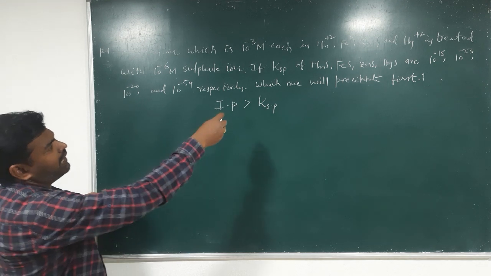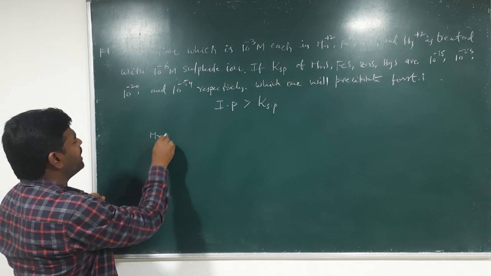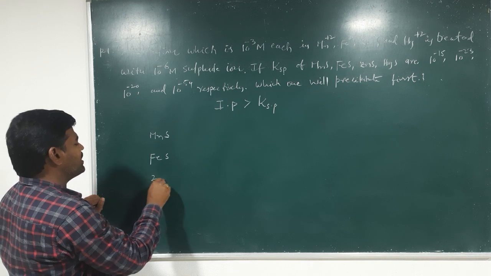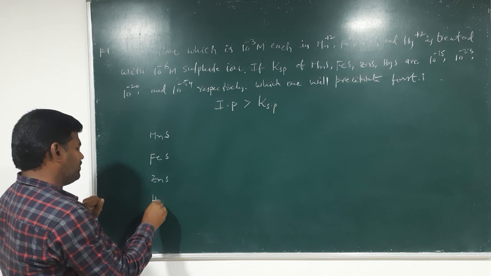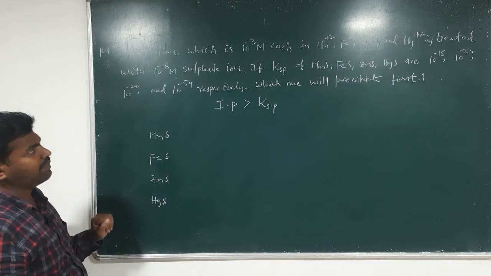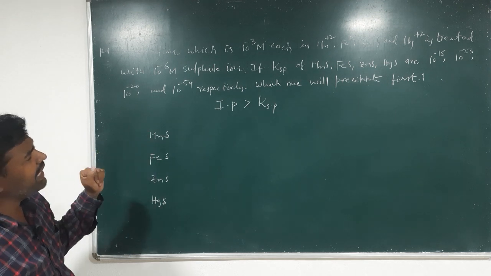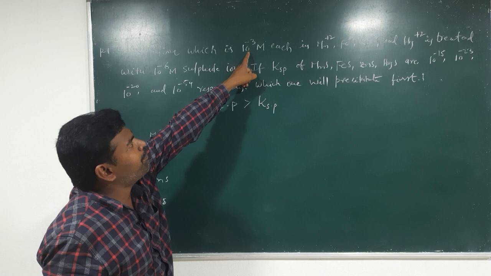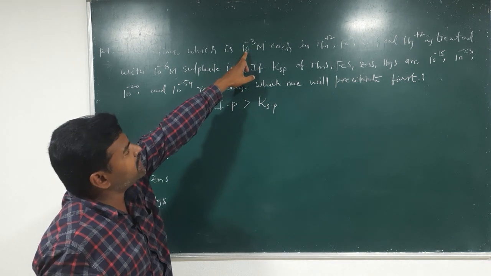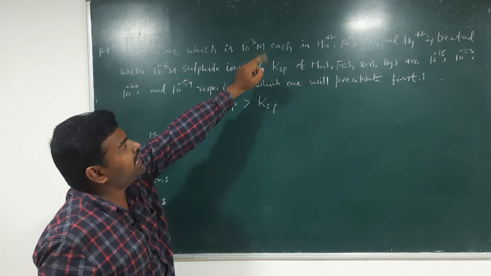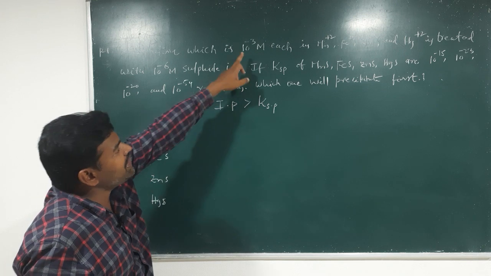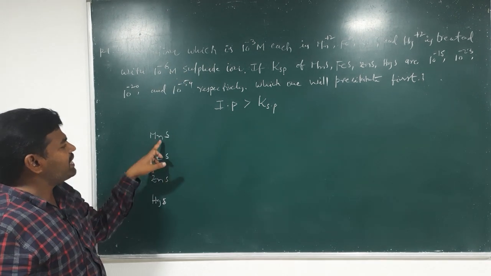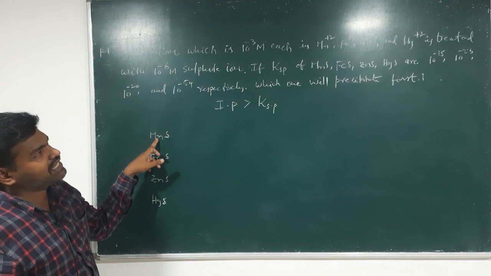Let us write these: MnS, FeS, ZnS, HgS. These are the given data: manganese sulphide, iron sulphide, zinc sulphide, mercury sulphide, in which each ion concentration is 10 power minus 3, and each is treated with 10 power minus 6 molar sulphide ion.